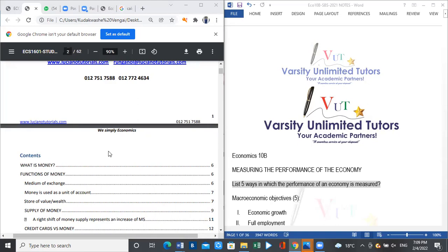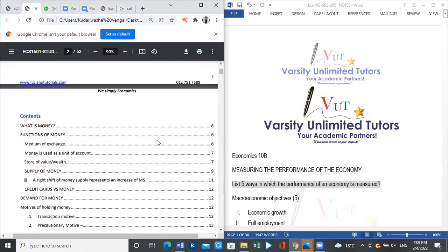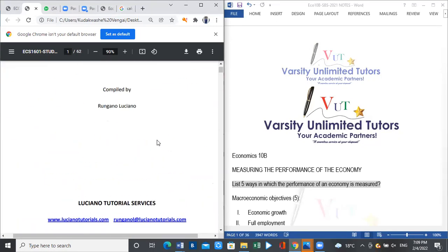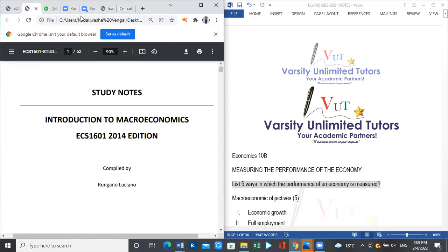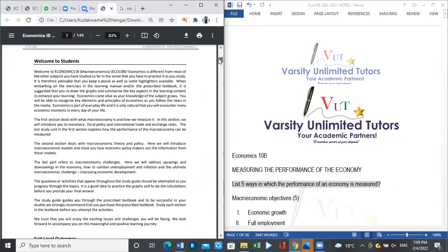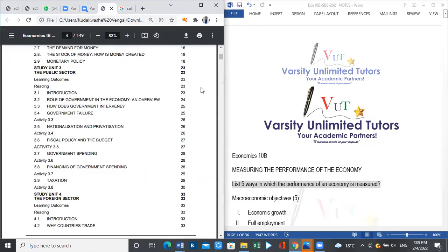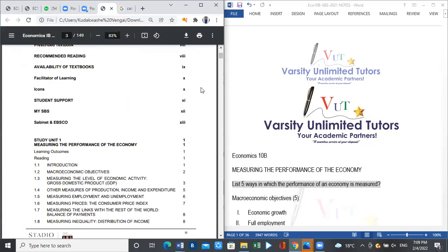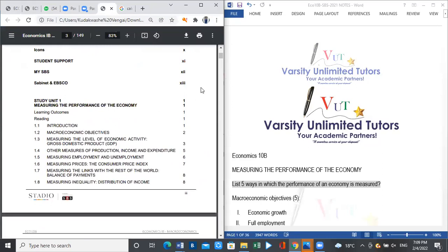Okay, so if you look at the left-hand side of your screen, you can see the contents of the module that we are required to be covering for the purposes of this module. Okay, I'm opening the wrong document. This is the document that I want. All right, so you can see the contents of the requirements of the module.